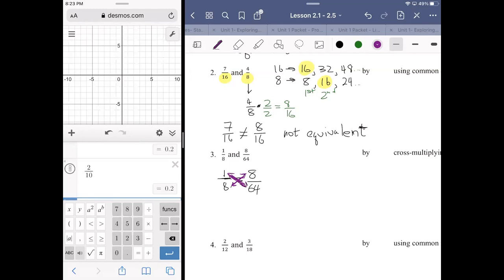So diagonal down should be equal to diagonal up, or vice versa. 1 times 64, we want to know, is that equal to 8 times 8? 64 is equal to 64, so these are equivalent.